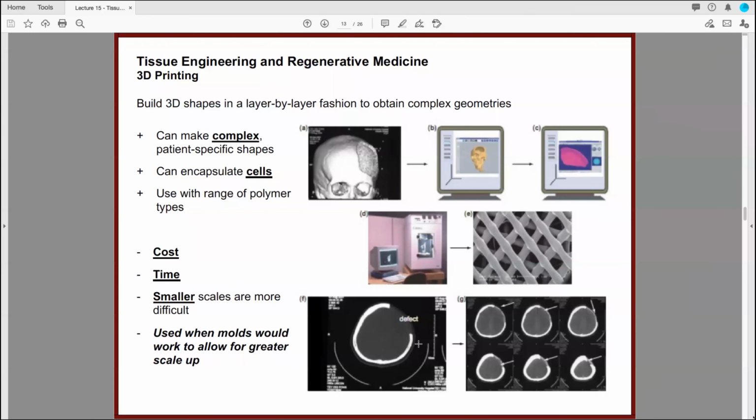Smaller scales are difficult, and I would say that that's in between now. So with a stereolithography type printer, you can probably get down to about 25 microns in size, so fairly small. But with a filament-based printer, you're probably in the hundreds of microns range. And you can actually use 3D printing to develop molds, so you can then scale things up a little bit easier.